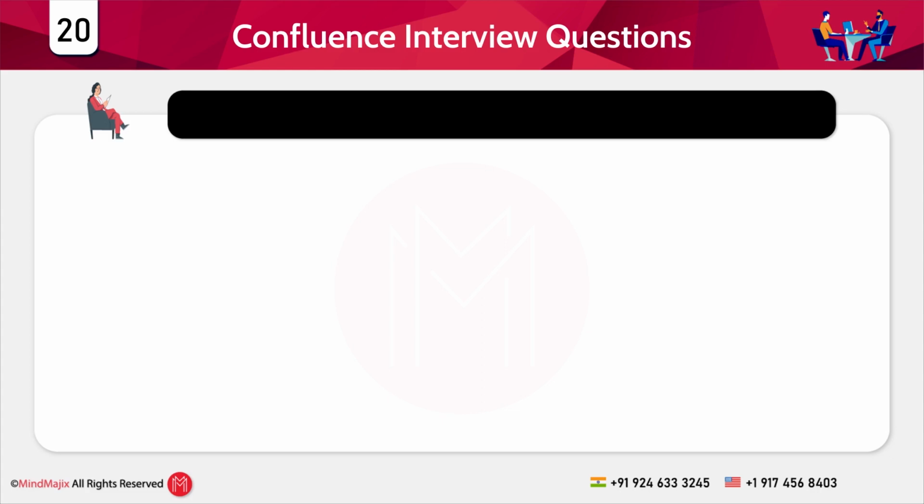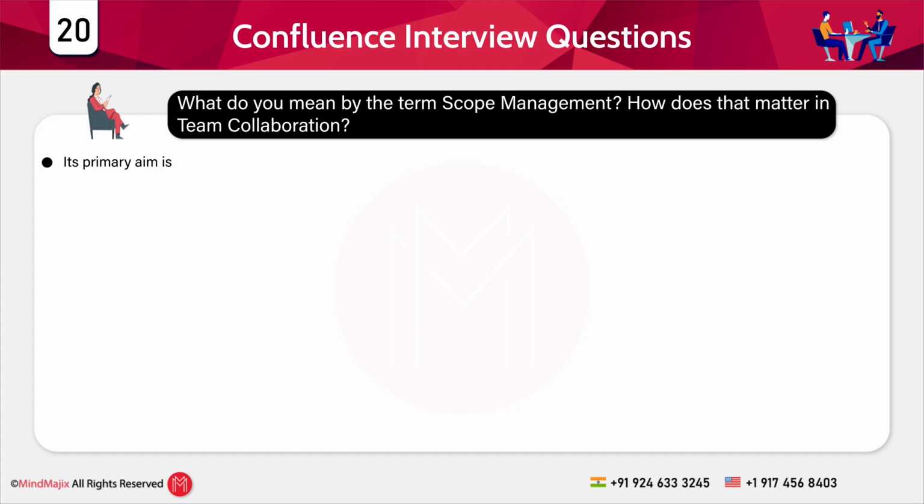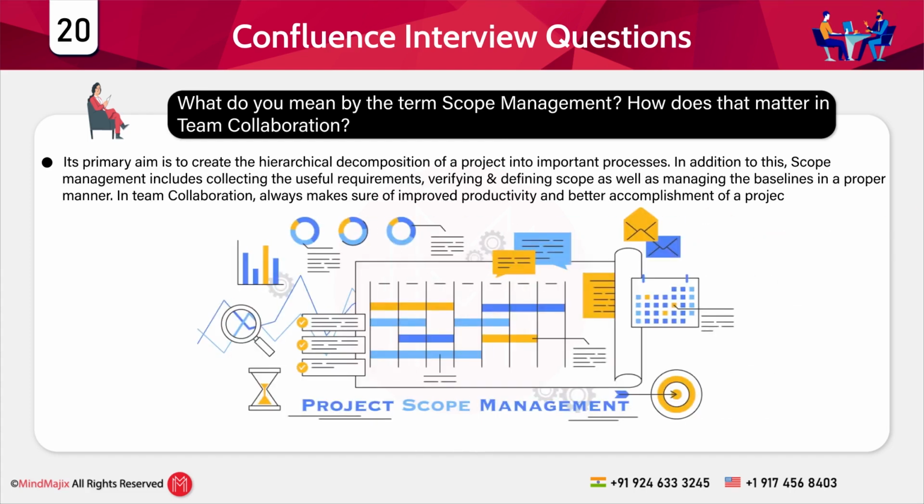Coming back to our next question, and this is going to be our last question. What do you mean by the term scope management, and how does that matter in team collaboration? So that's something related to scope management, that is, what is the scope of a project and how does it match team collaboration. So that's a combined question.